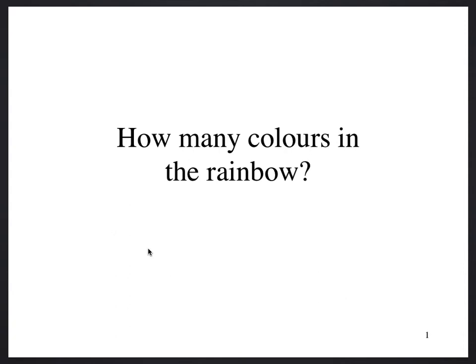Okay, so we'll start this morning with a fairly simple but perhaps unusual question. How many colours are there in the rainbow? At this point usually everyone says 7. Red, orange, yellow, green. People rattle them off.